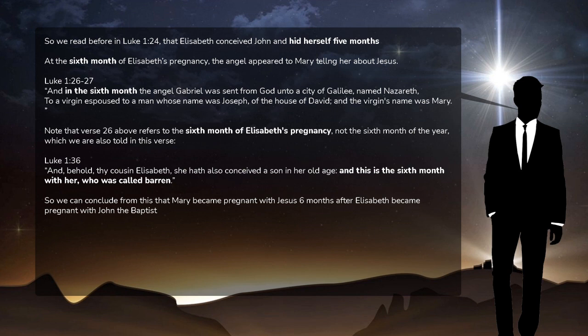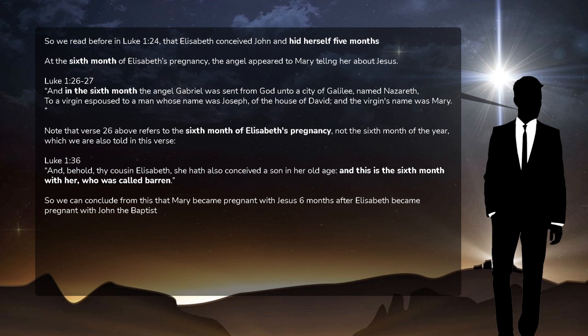Note that verse 26 above refers to the 6th month of Elizabeth's pregnancy, not the 6th month of the year, which we are also told in this verse. Luke chapter 1 verse 36. And, behold, thy cousin Elizabeth, she hath also conceived a son in her old age, and this is the 6th month with her, who was called barren.